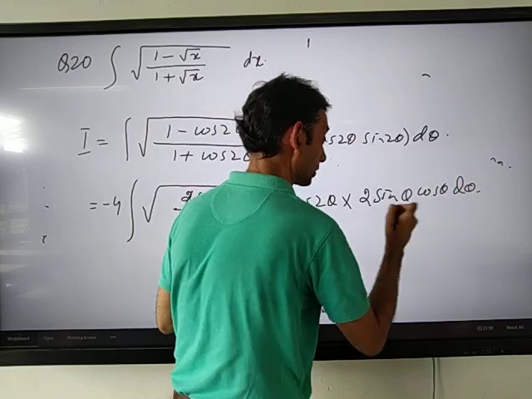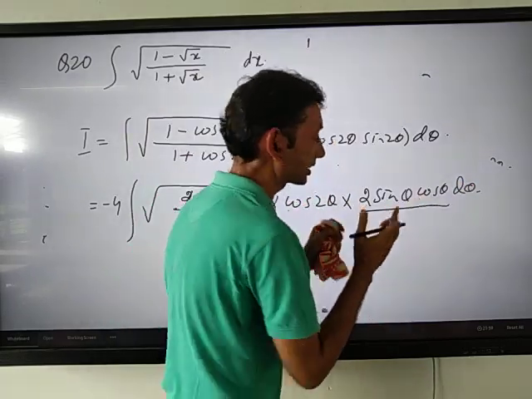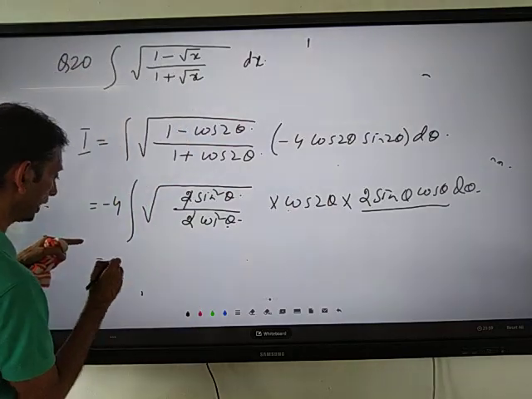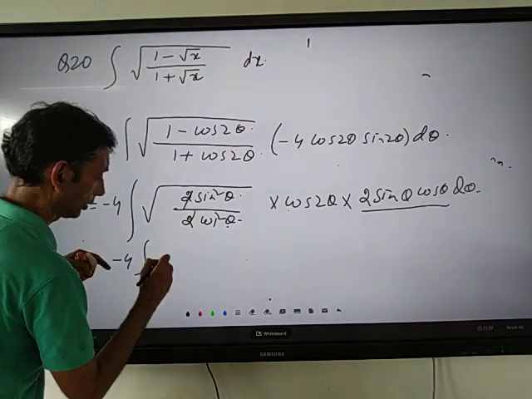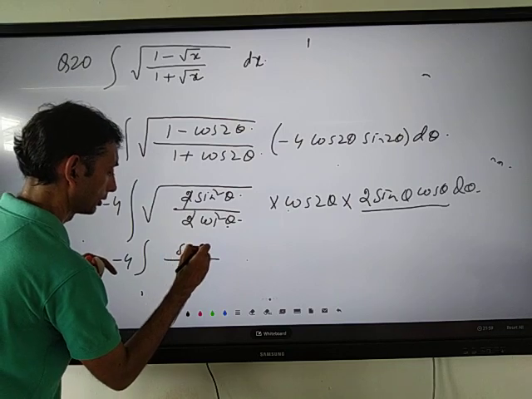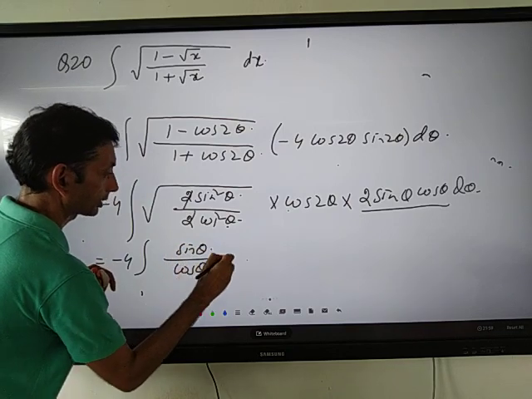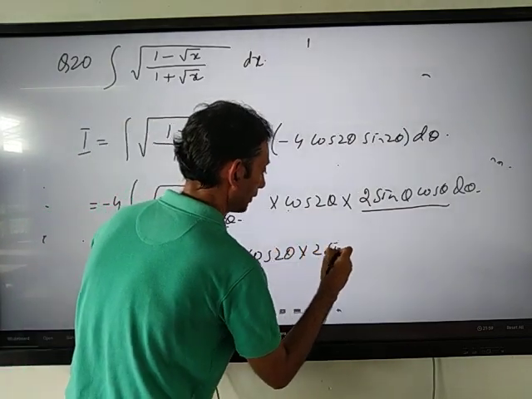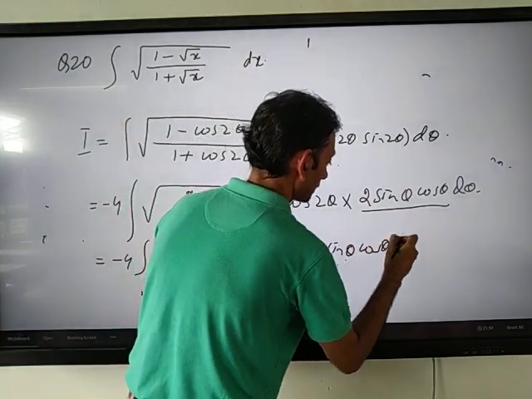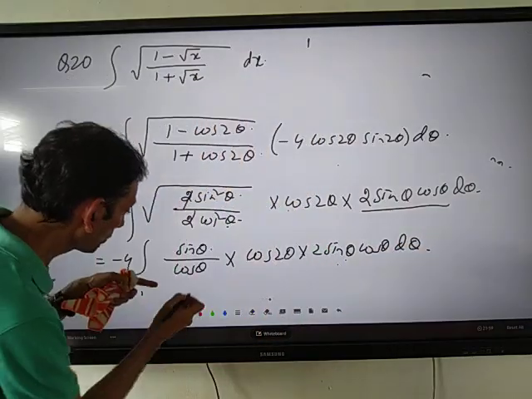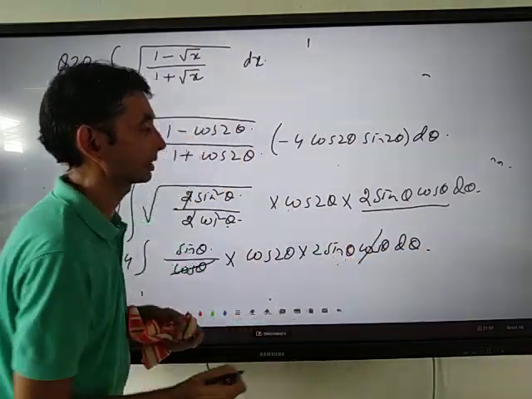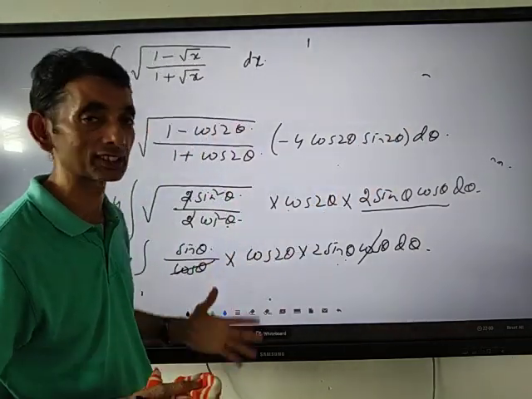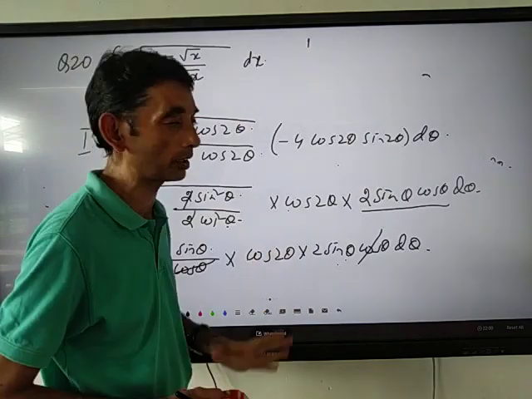So get the logic of why you need to split this function. Get the idea the moment I write the next step. It's minus 4, and if we take the square root, this is sine theta by cos theta, and this is cos 2 theta into 2 sine theta cos theta d theta. Only because of that, so that we can cancel cos theta, we need to split sine 2 theta. In every step in math there is a logic, so you don't need to mug up anything.